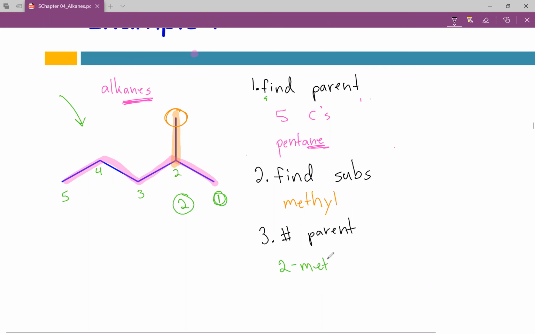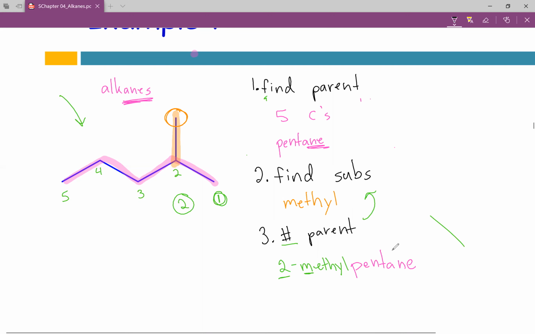2-methyl. An important thing to note is that we put dashes in between letters and numbers. So you can see 2 and M, we put a dash between them, but we put commas between numbers and numbers. And I will show you what that means in a moment. I'm just going to finish up with this name first. So now we've numbered our parent chain, we've connected it to our substituent, and so now all I'm going to do is put my parent name at the end of it. So this guy would be named 2-methylpentane.